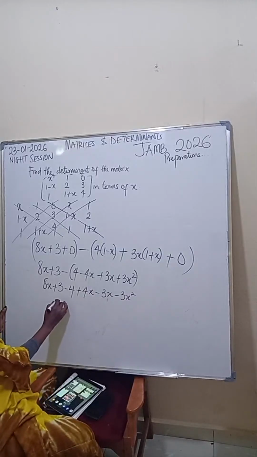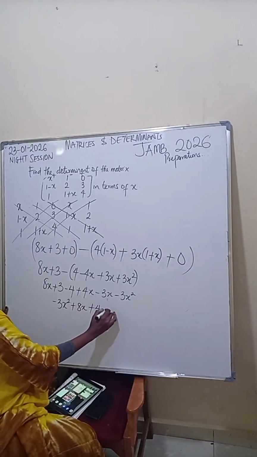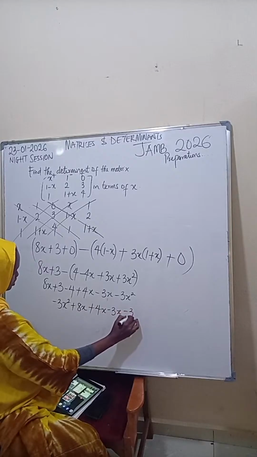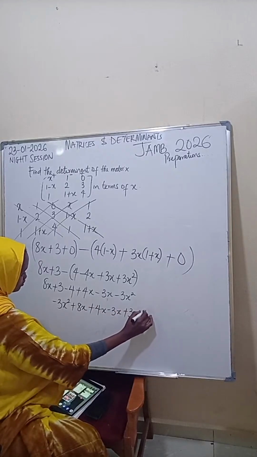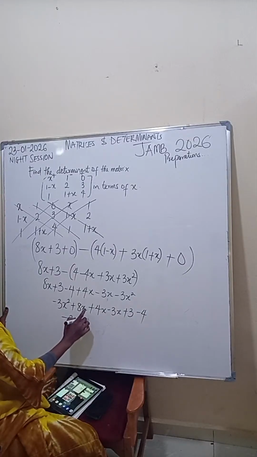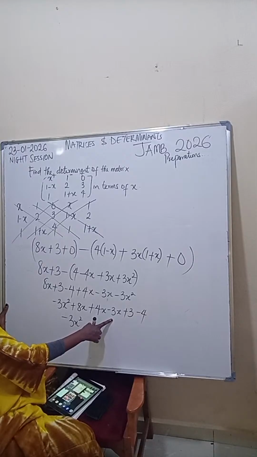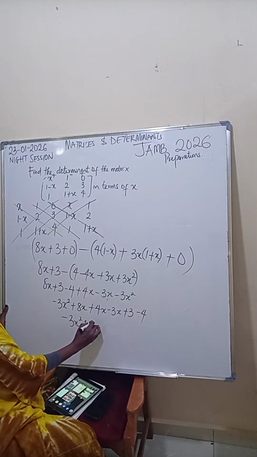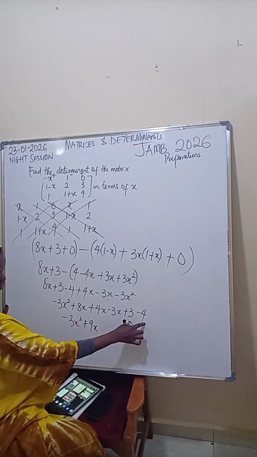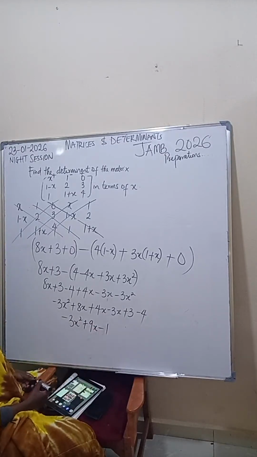So this becomes, rearranging, I have minus 3x squared plus 8x plus 4x minus 3x, minus 3 plus 3 minus 4. This becomes minus 3x squared. 8x plus 4x is 12x. 12 minus 3 is 9, plus 9x, plus 3 minus 4 is minus 1. And this was the answer we got.